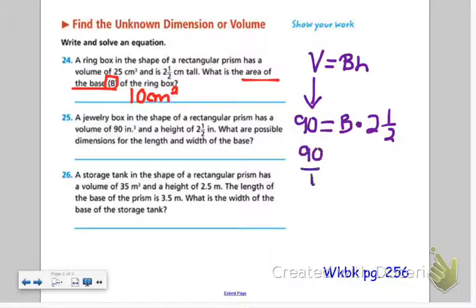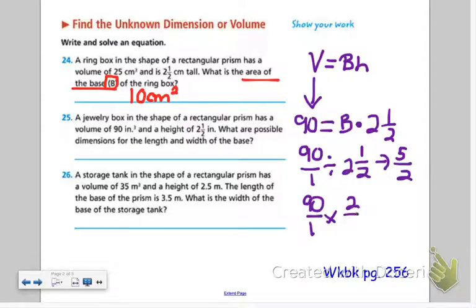I have to do 90 divided by 2.5, which of course 2.5 is the same as 5 over 2. So 90 over 1 times the reciprocal of 5 over 2, which becomes 2 over 5. And then I can do the multiplication and the division. 90 times 2 is 180. 1 times 5 is 5. And if I simplify 180 fifths, or 180 divided by 5, I'm going to get 36. So that's telling me the area of the base is 36 square inches.